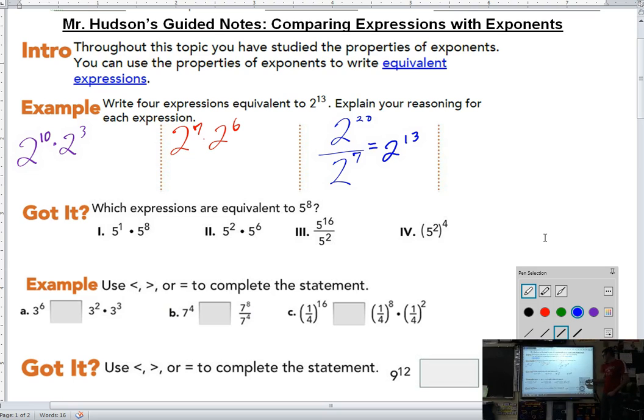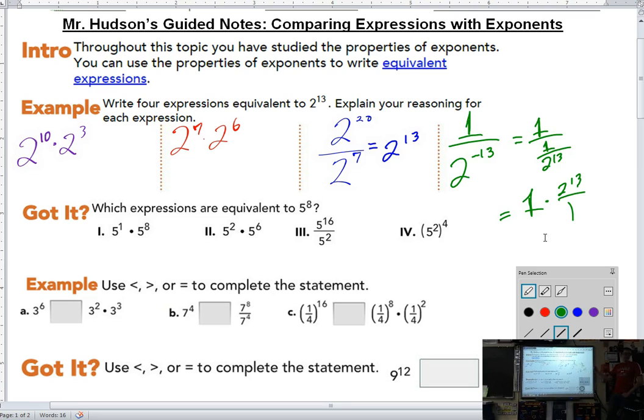Yeah, so if you set it up upside down with a negative, so if you do 1 over 2 to the -13th, a negative power in the denominator tells you we'll flip it to the numerator. Because this is actually 1 over 1 over 2 to the 13th. Wait, what? Division by a fraction, multiplication by the reciprocal. So this becomes 1 times 2 to the 13th over 1, which is how I get 2 to the 13th.